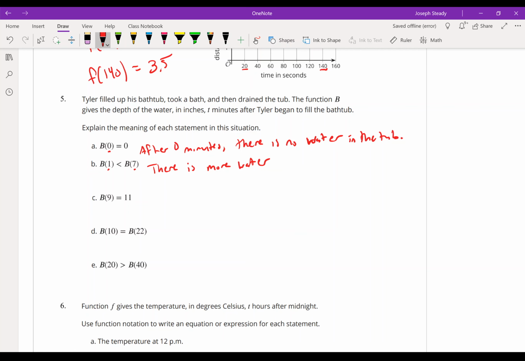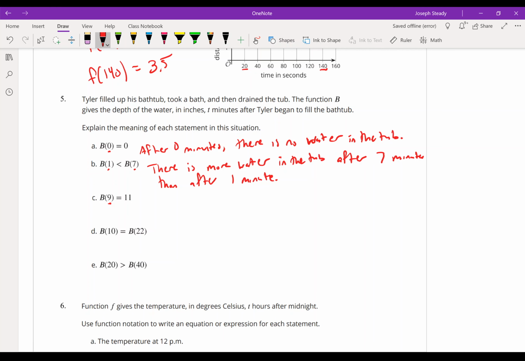Or a little more specifically, the depth is more. There's more water in the tub after 7 minutes than after 1 minute. Okay, moving on to C.